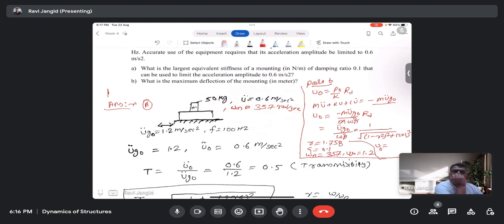Here we have a negative sign, right? Yeah, but the response with the amplitude, we can find out by taking the mode, for the response maximum amplitude. Yeah, here I have one doubt. That U_g naught double dot is there, right? 1.2 meter per second square.